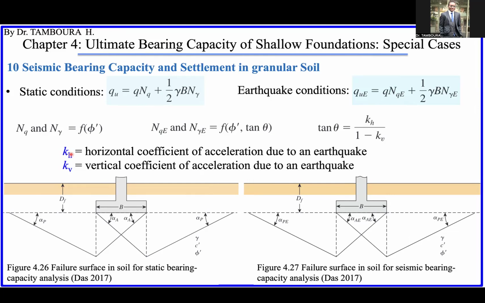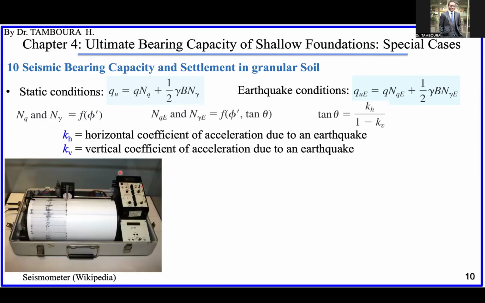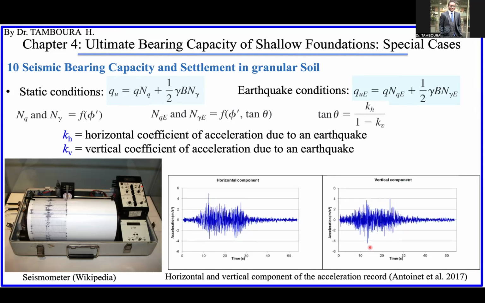I want to explain more for those who don't know what kh and kv are. Okay, so this is like a seismometer device that can measure. This is just one example. There are many types, and this one, as you can see, is measuring horizontal. So there are several types, and this is what is measuring the kh and kv. Okay, and the measurement will be something like this.